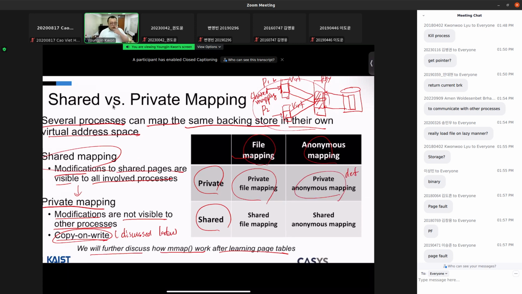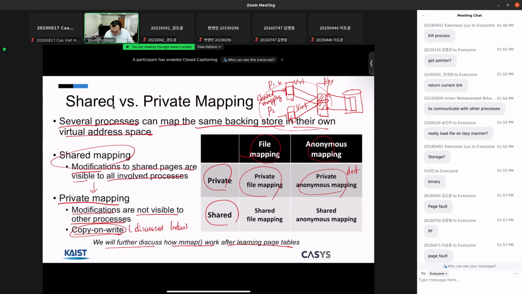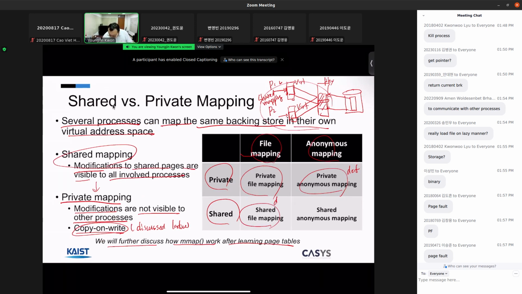Private anonymous mapping. This is by default. Default anonymous pages are private. Shared file mapping. This is also the default in file mapping cases. We're also having a shared anonymous mapping. This is called SHM, shared memory.